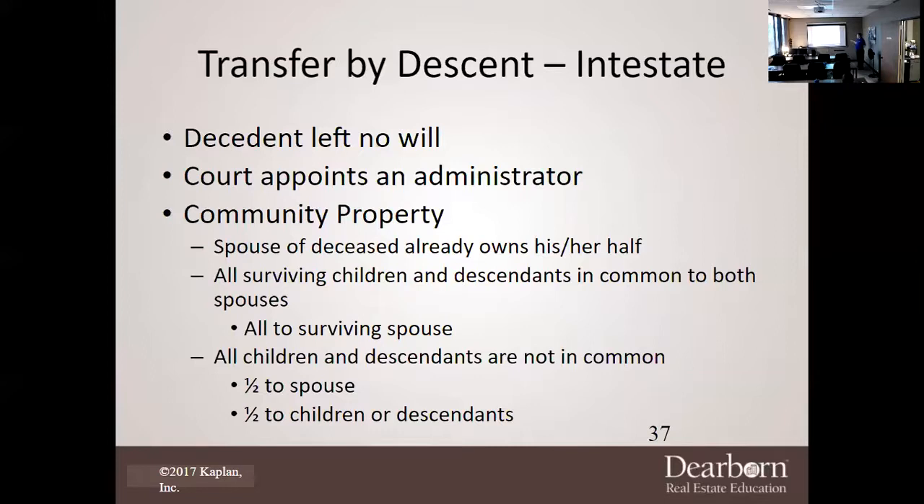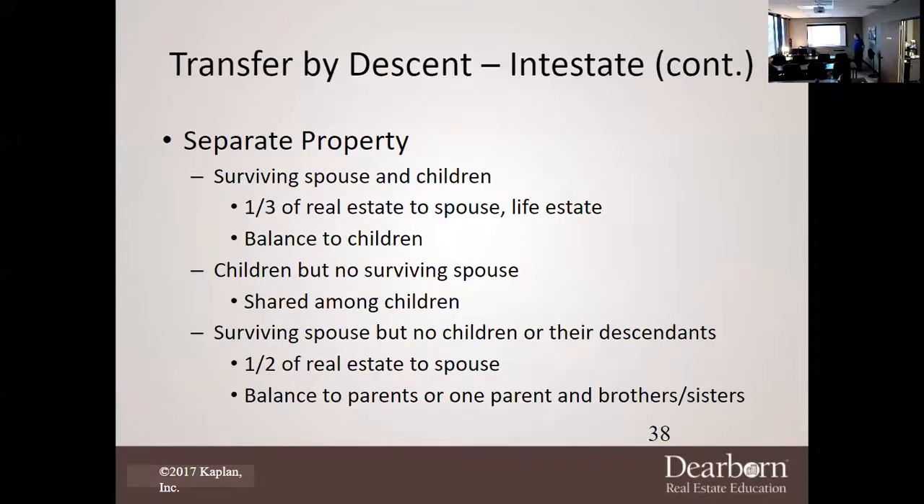If all surviving children and descendants are in common to both, meaning that your parents never were broken up, they've always been your parents, if the wife dies, the husband automatically gets everything. But if the children and descendants are not in common, then the spouse only gets half, and then the other half goes to the children. Does that make sense? Okay.